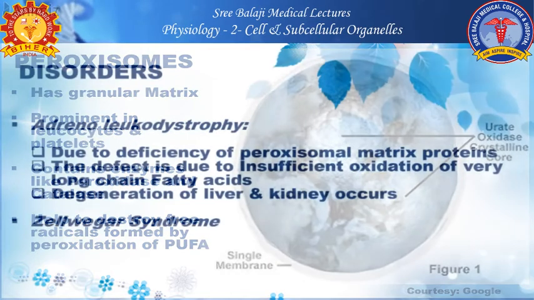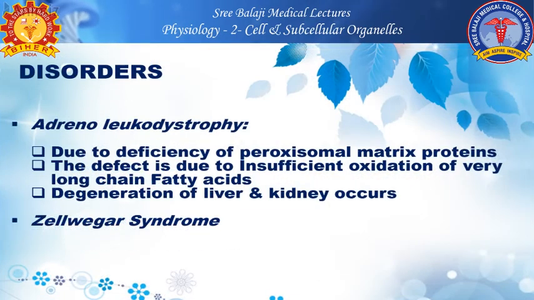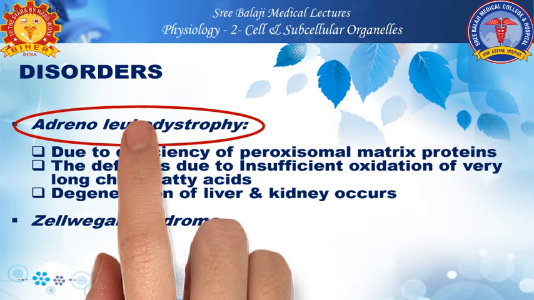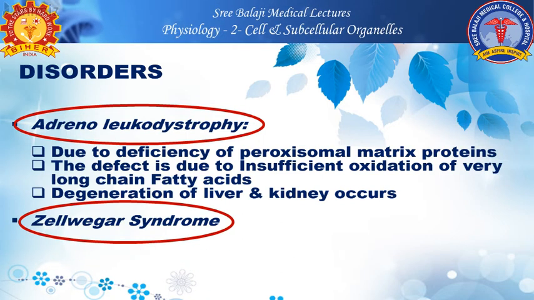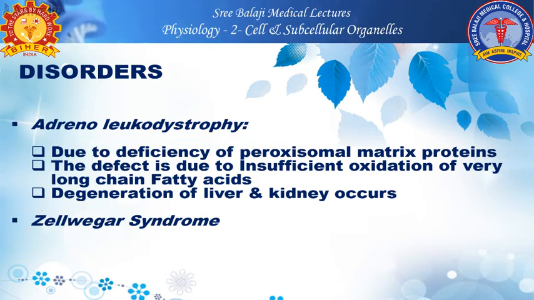The absence of these peroxisomes can lead to some disorders like adrenal leukodystrophy, and it will lead to insufficient oxidation of fatty acids, and another syndrome called Zellweger syndrome due to peroxisomal disorder. Adrenal leukodystrophy and Zellweger syndrome.